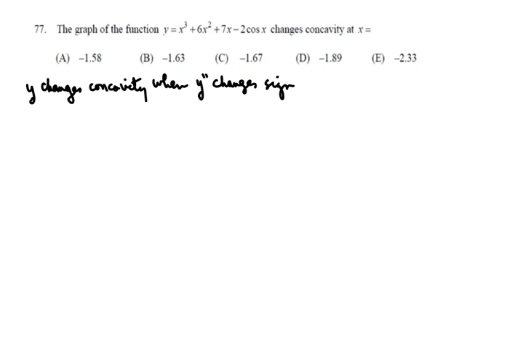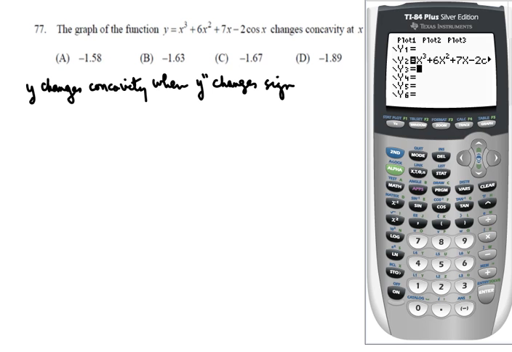I'm going to start right away with the actual function plugged into the calculator. When I do that, it's actually in y2 right now, but it doesn't really matter. The function is x cubed plus 6x squared plus 7x minus 2 cosine x. Now, I can do this using only the first derivative.